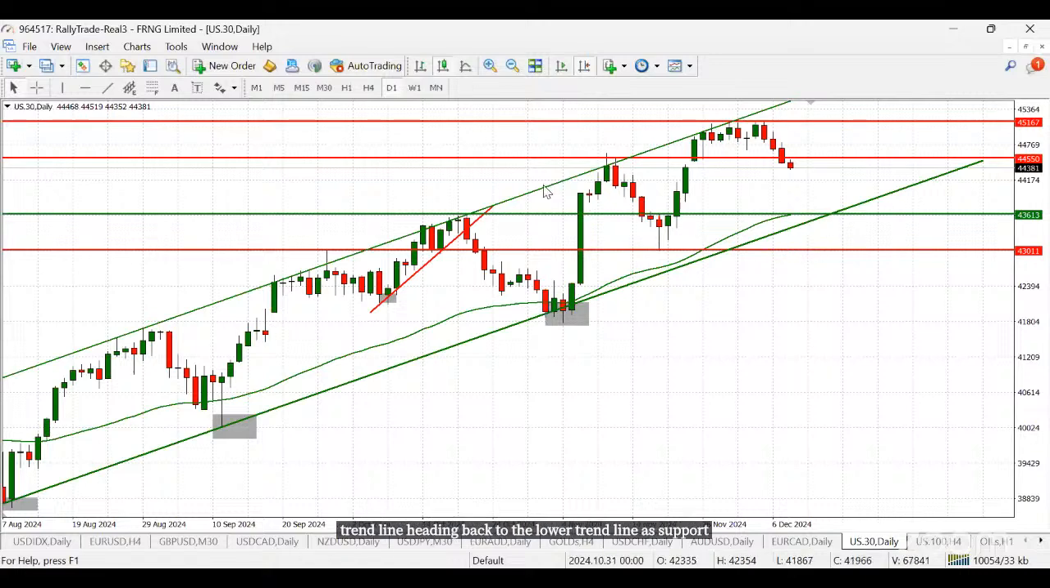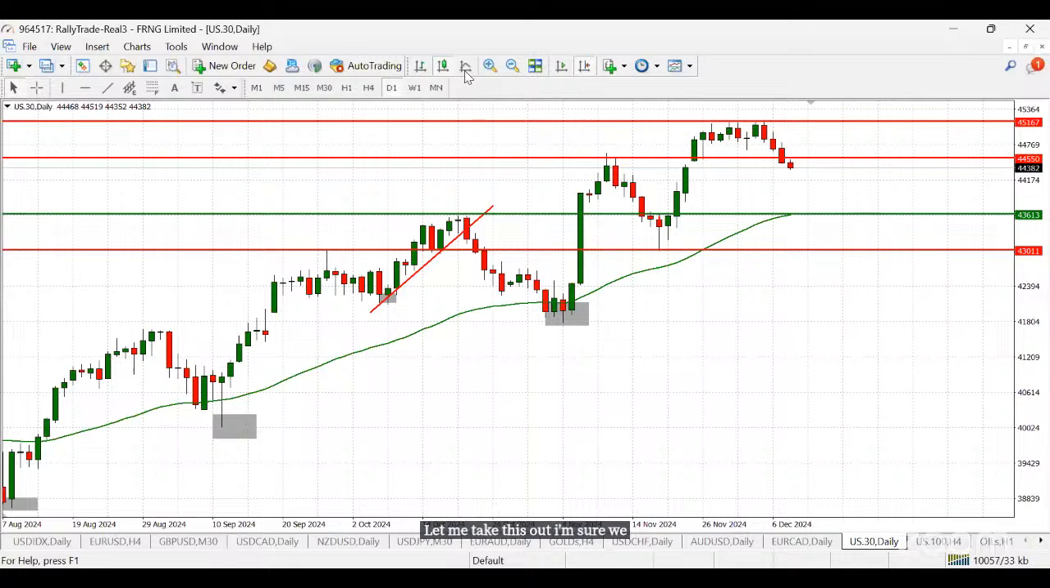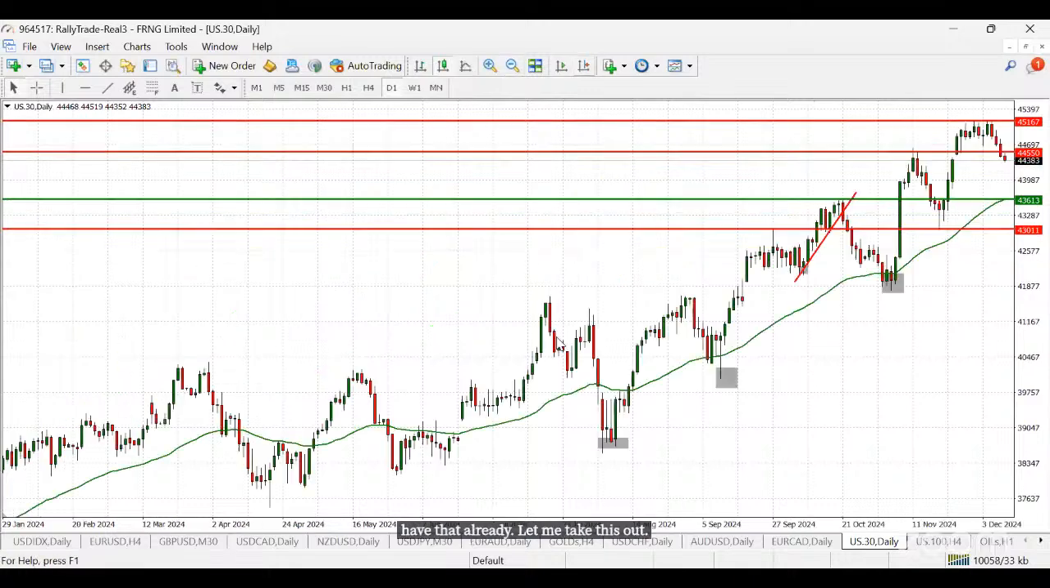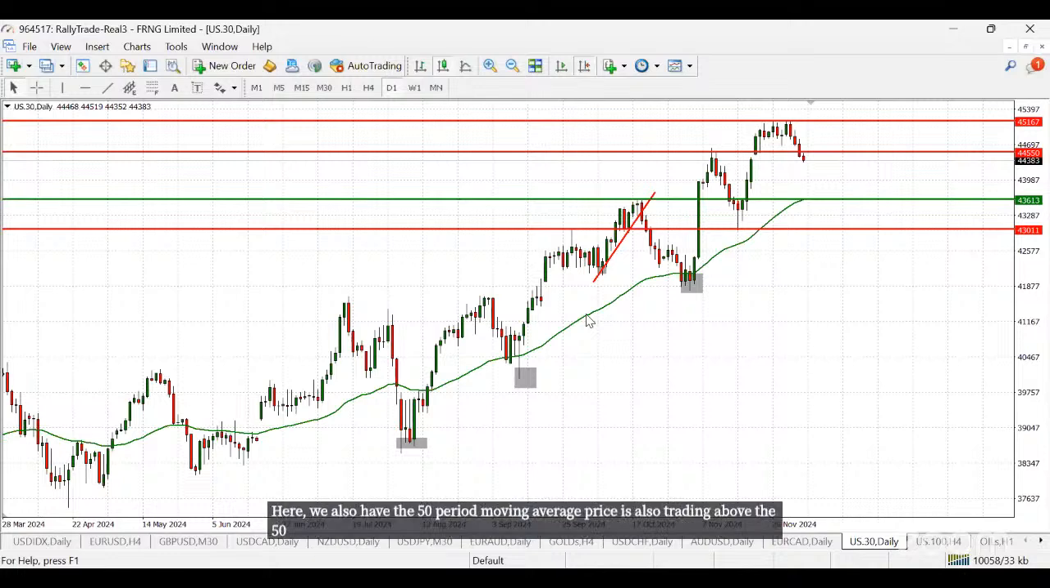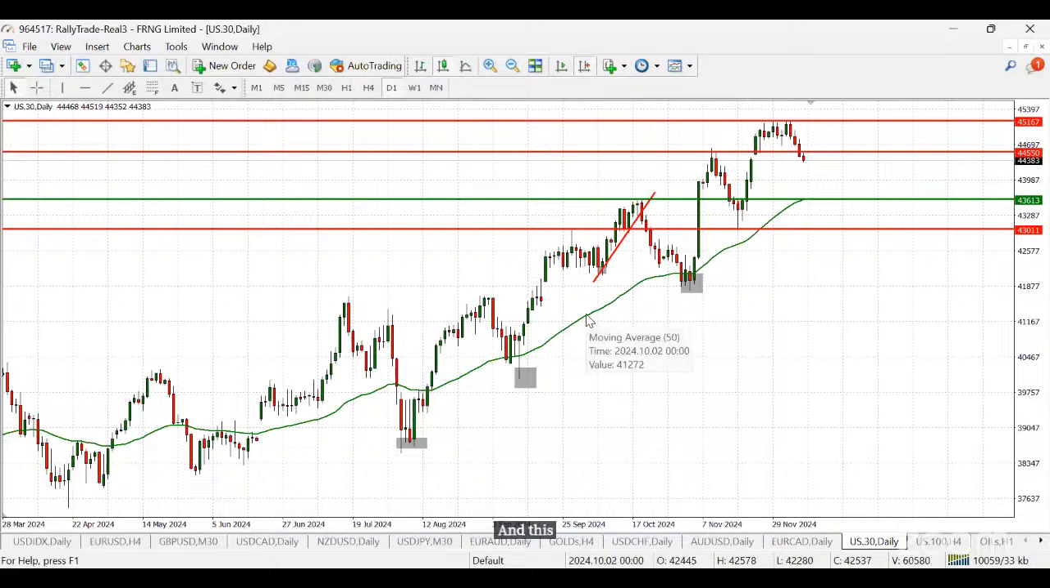Okay, so let me take this out. I'm sure we have that already. All right. And then here we also have the 50 period moving average. Price is also trading above the 50 period moving average. And this 50 period moving average usually serves as a magnet for price.